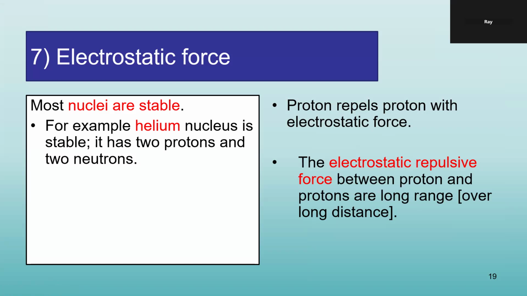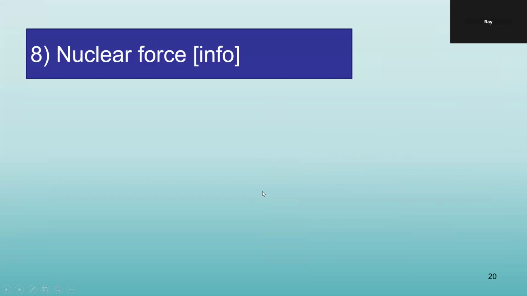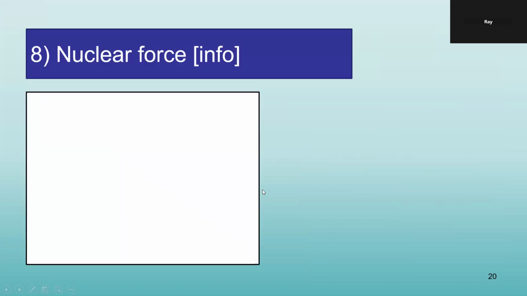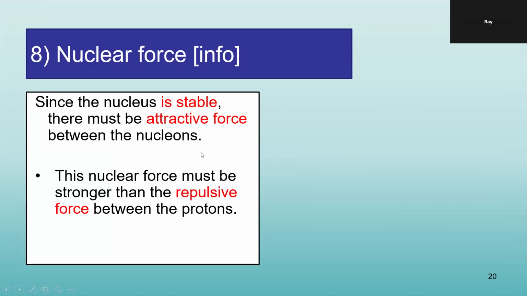It has two protons and two neutrons. What holds them together? Right? That's not the electrostatic force. The only thing you need to remember is that nuclear force is an attractive force. No need to go into too much detail like what I do here. Since the nucleus is stable, there must be attractive force between the nucleons. This nuclear force must be stronger than the repulsive force between protons.